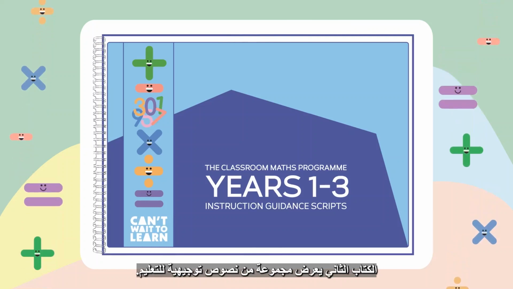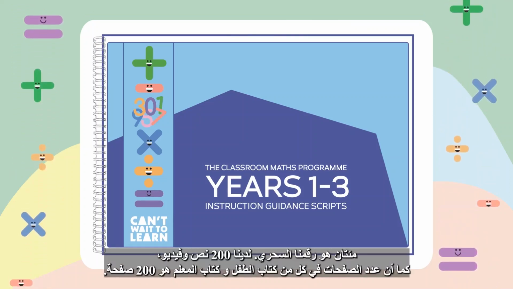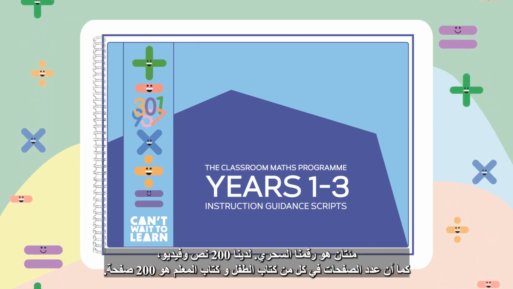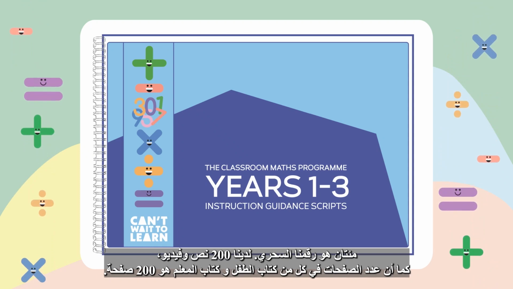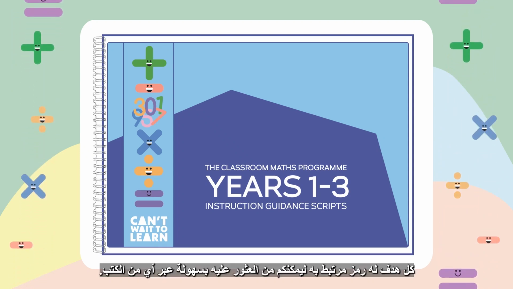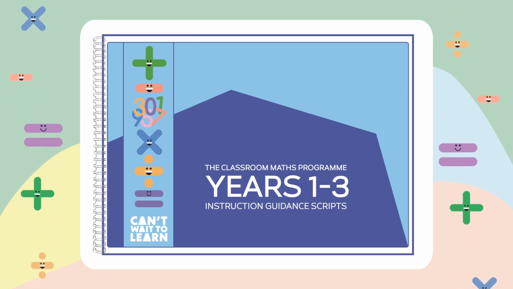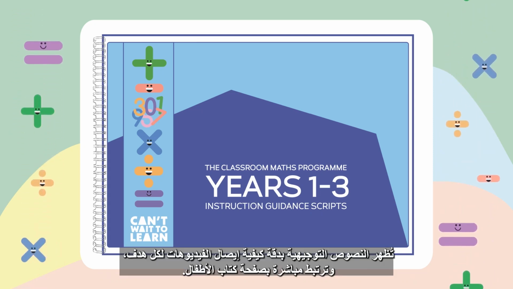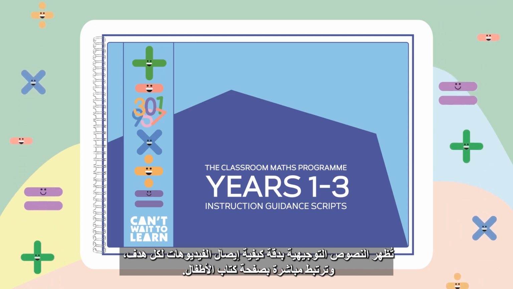Next are the instruction guidance scripts. 200 is our magic number. We have 200 scripts and videos, and each of the children's books and the teacher's book have 200 pages. Every objective has a code attached so they can easily be found across any of the documents. The scripts show you exactly how the videos instruct in each objective, and they link directly to a children's workbook page.